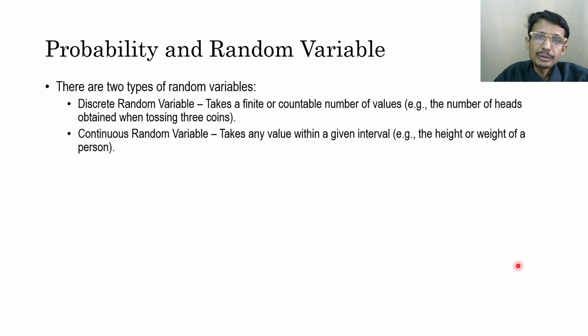Now next come probability and random variables. There are two types of random variables: discrete random variables and continuous random variables. A discrete random variable takes a finite or countable number of values, for example the number of heads obtained when tossing three coins. Whereas a continuous random variable takes any value within a given interval, for example the height or weight of a person.